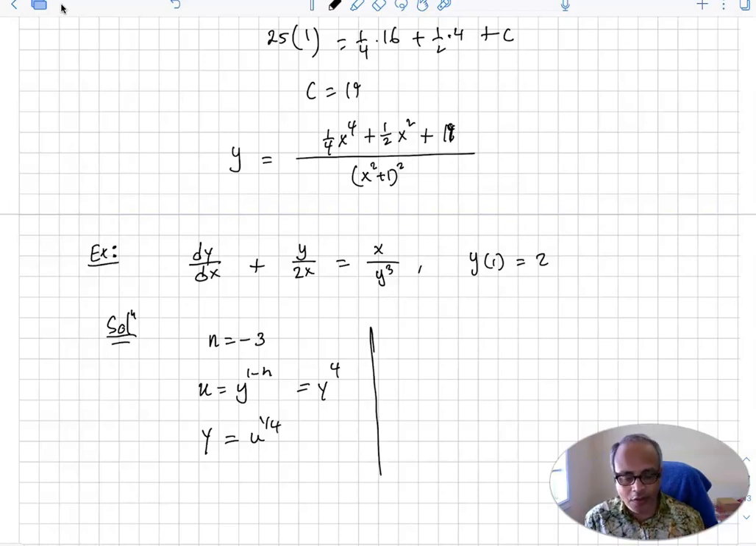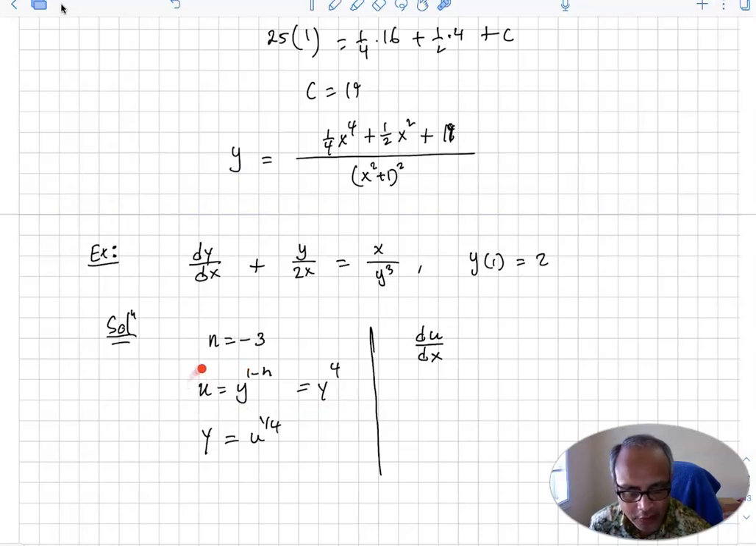Okay. So now what you are going to do is looking at the substitution, and then you're going to replace y and dy dx in the original equation. So you need to calculate dy dx. So I'm going to calculate dy dx by first calculating du dx. So you can calculate by looking at u equals y to the power 4, calculate dy dx, or by looking at y equals u to the power 1/4, calculate dy dx. It doesn't matter.